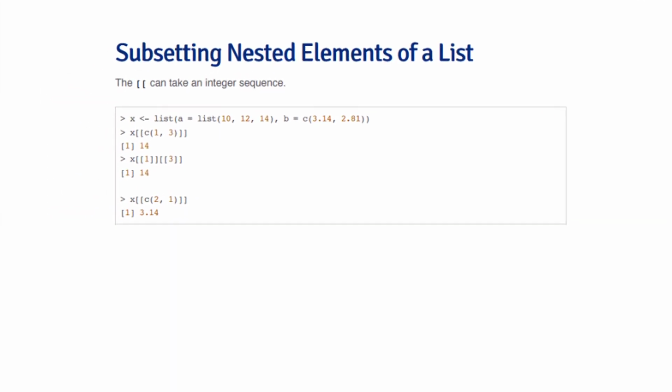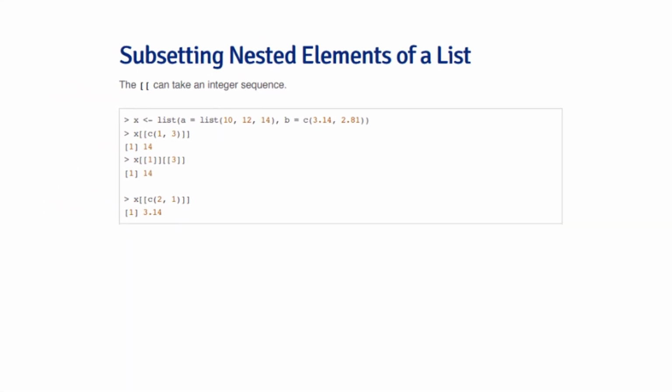Now the double bracket operator can take an integer sequence rather than a single number, and the way you can think of this is that it kind of recurses into the list. So if you look at this current list I've got here with the first element A, which is another list which has elements 10, 12 and 14. So suppose I wanted to extract the number 14. Well, that's really the third element of the first element, right? So it's the third element of the list which happens to be the first element of the other list.